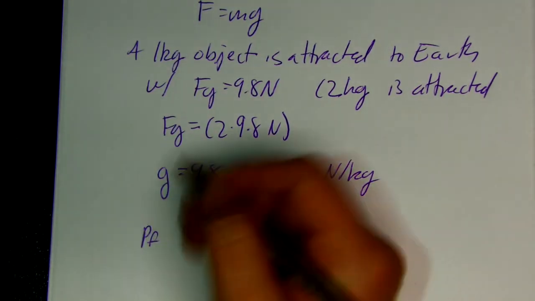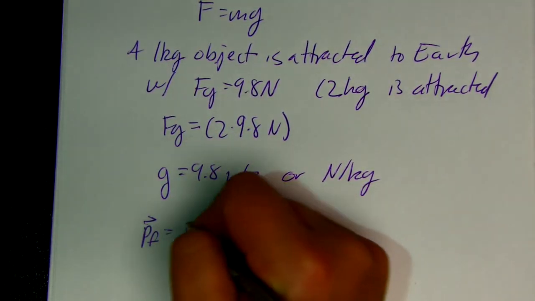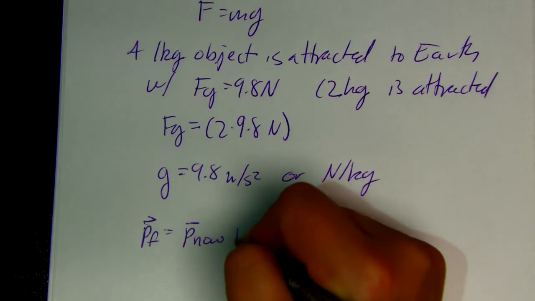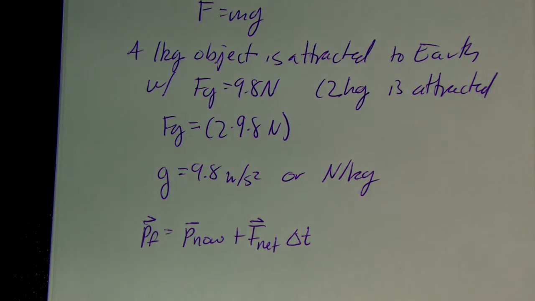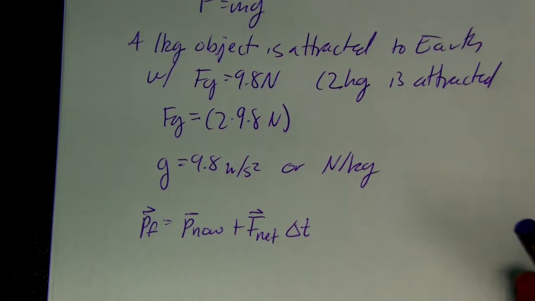The final momentum will be equal to the momentum now plus the F net times the length of time that the force has been applied. And this will take all the interactions into account. Let's take a look at what we mean by taking all the interactions into account, because it turns out that the momentum carries with it the history of where it's come from.